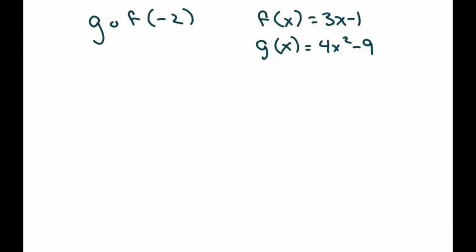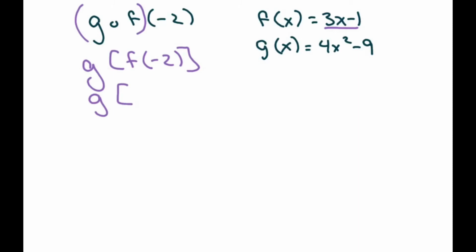All right, so get started. We're going to do the first one. We want g of f of negative 2, and sometimes I like to write it like that. So I'm going to plug in negative 2 into my f. So this will be 3 times negative 2 minus 1, and that's going to give me negative 7.